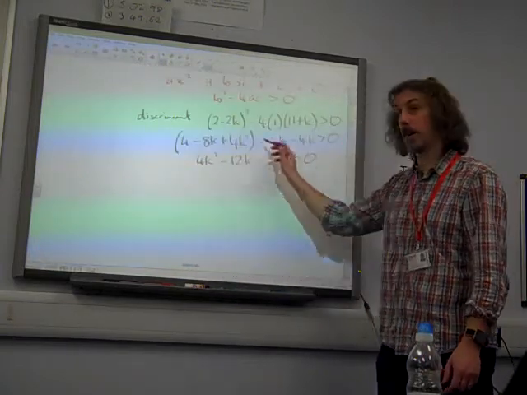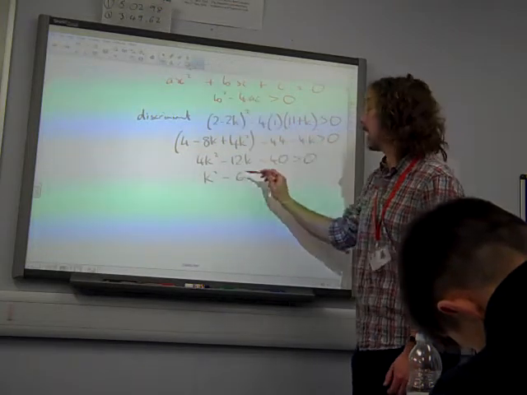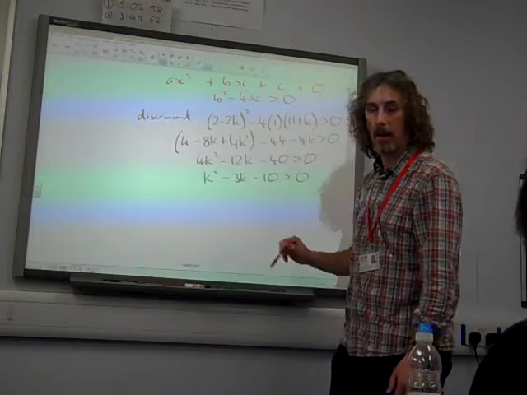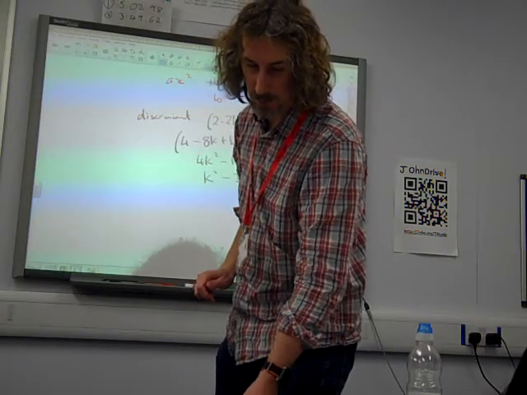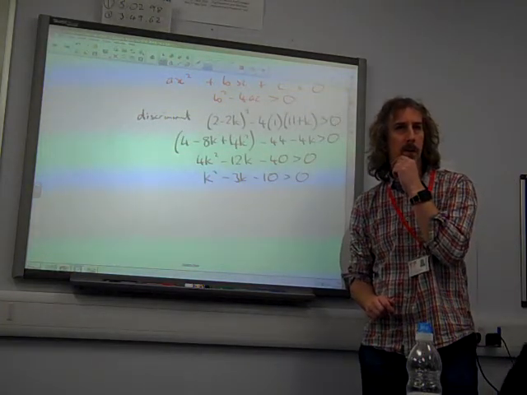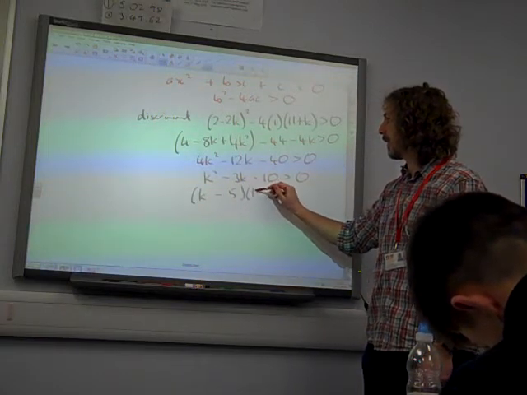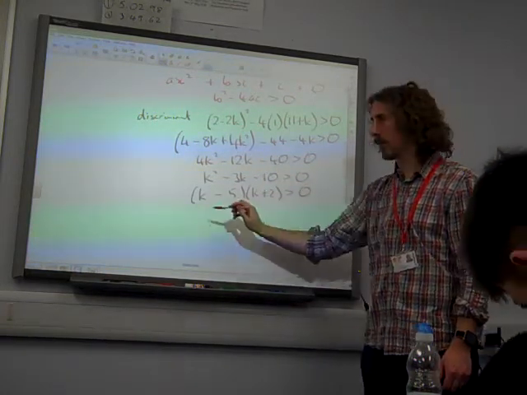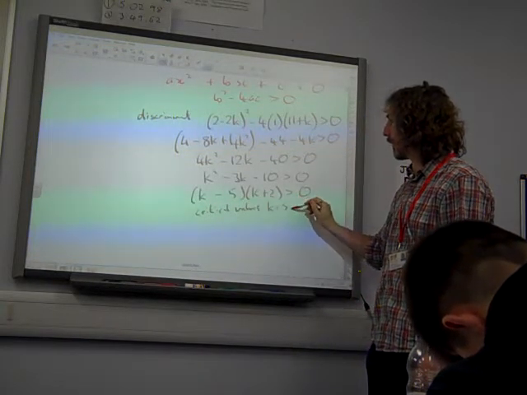Which there's clearly the common factor of 4 in that. k squared minus 3k minus 10 is bigger than 0. How are we getting on with that? We've got something that we can work with. We can factorise that. 10 is 5 twos, and that would work. So that is (k minus 5)(k plus 2), is that right? Giving us critical values of k equals 5 and k equals minus 2.